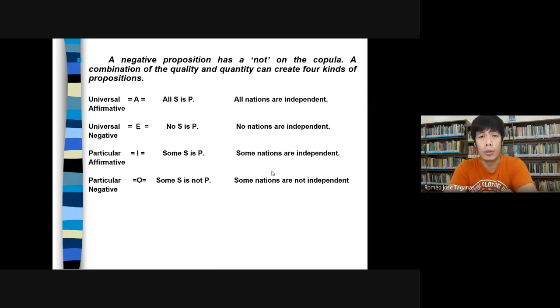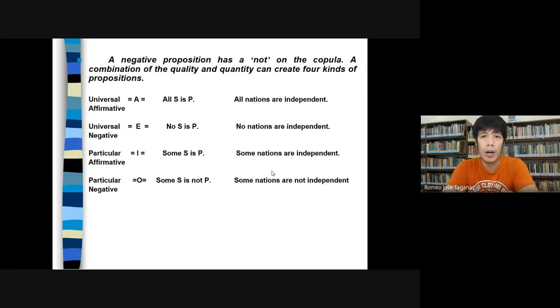Also, you may want to go back to our previous video so that you'll be reminded of what we are talking about in this video. So, a negative proposition has a not on the copula, although it is also possible that if you do not find the word not on the copula, there would be a word no in the proposition. So whenever you see a no or a not in a proposition, automatically the quality of that proposition is negative. We will discuss that further later on.